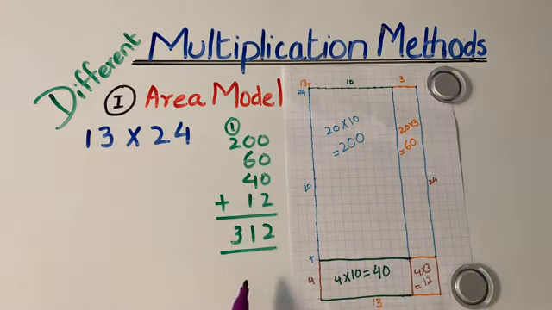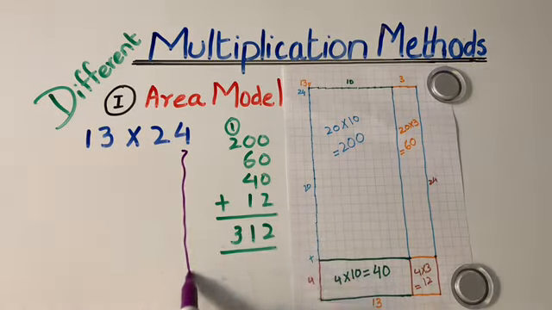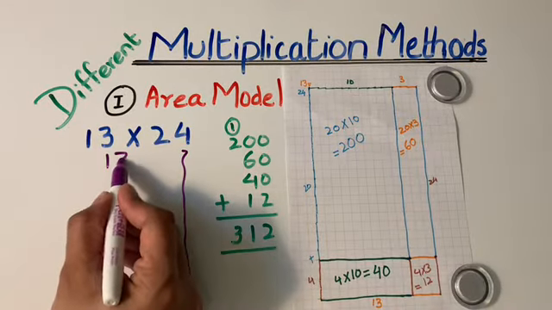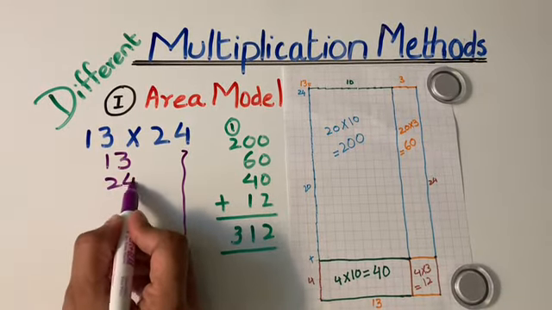Now we check our answer using our traditional method. So I'm going to write 13 times 24.